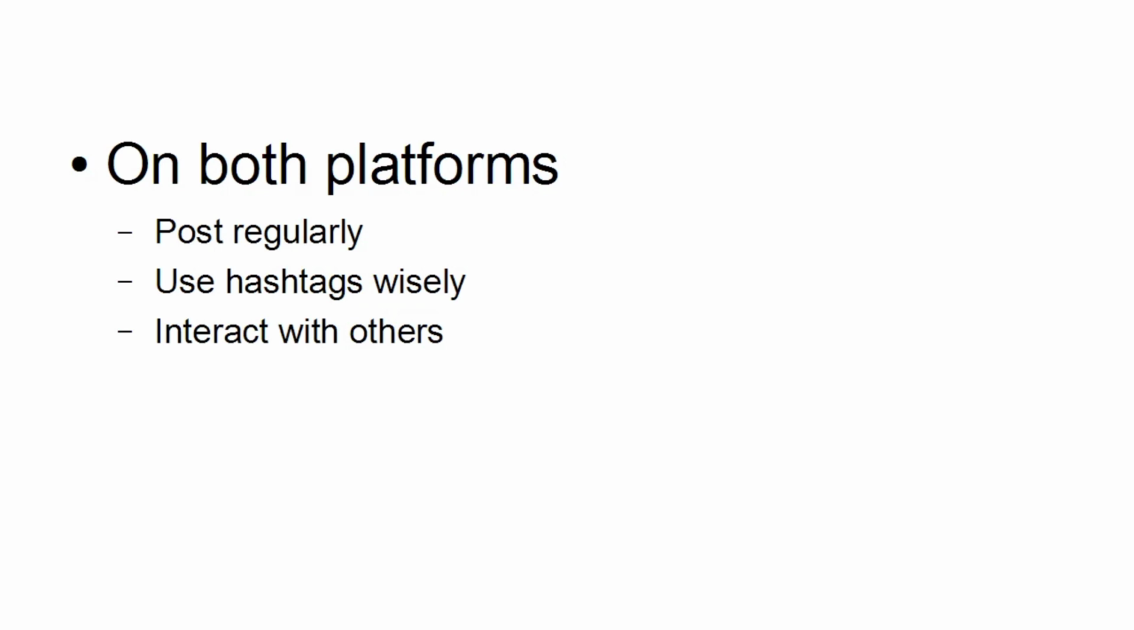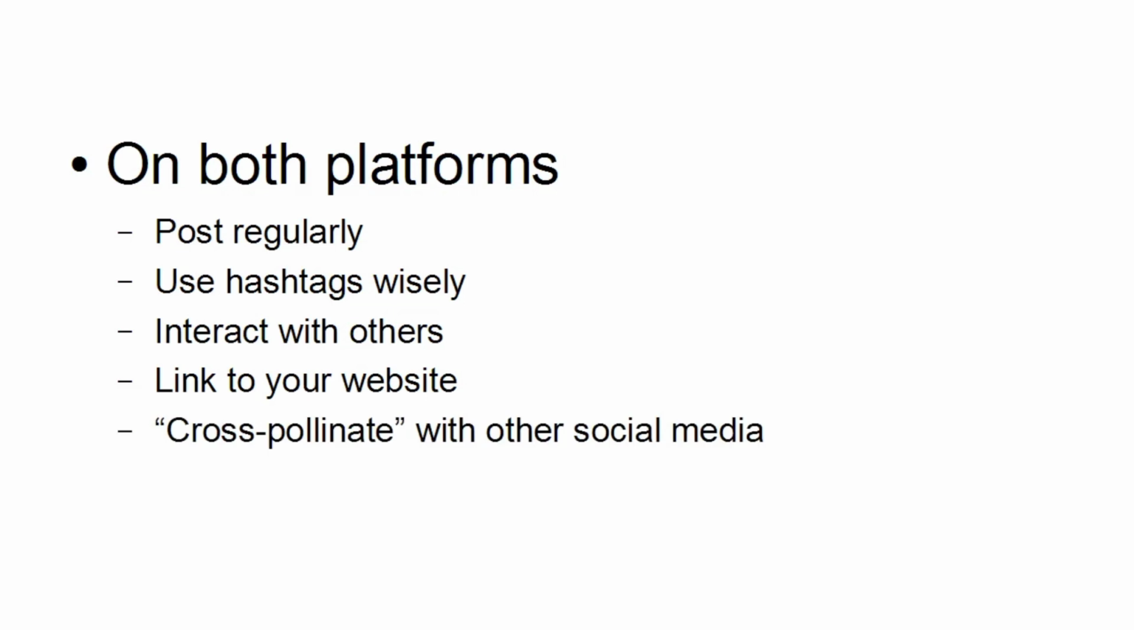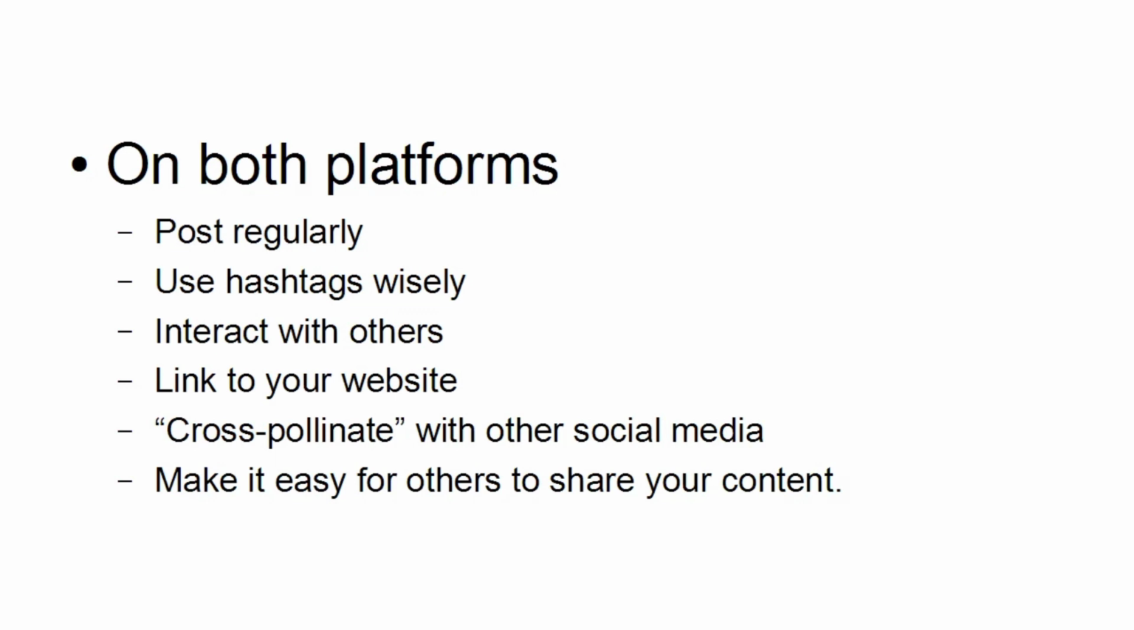After all, they are both social networks, and getting people to visit either your Instagram feed or your Pinterest boards has a lot to do with how popular you are on the site, how you put yourself out there. You want to link to your website from both Pinterest and Instagram. And you also want to cross-pollinate with other social media. So, for example, especially with Instagram, seeing as they use the same type of hashtags as Twitter, you could tweet a picture that you've just posted on Instagram, that sort of thing. And you also want to make it easy for other people to share your content.